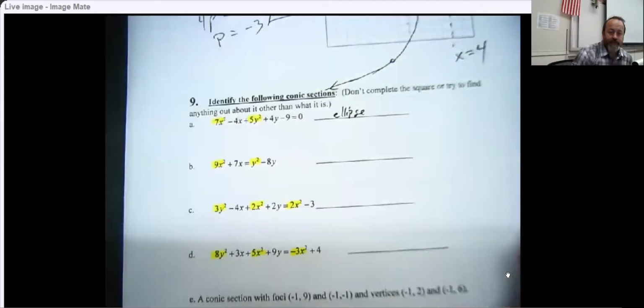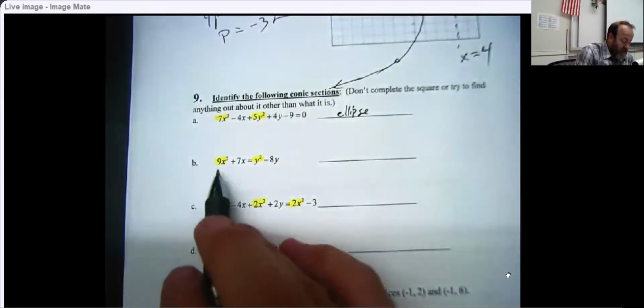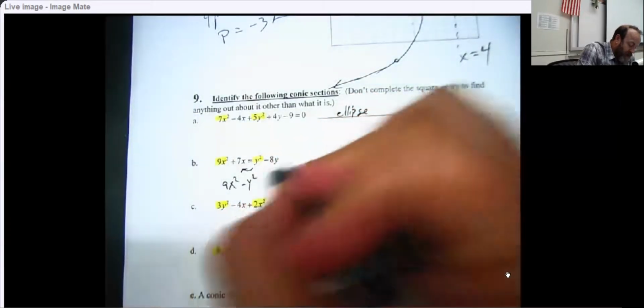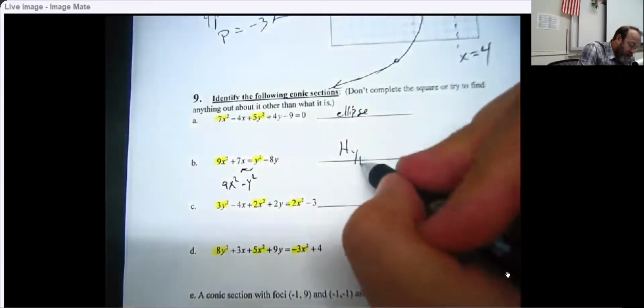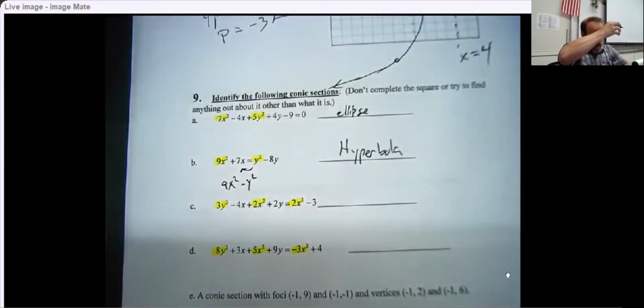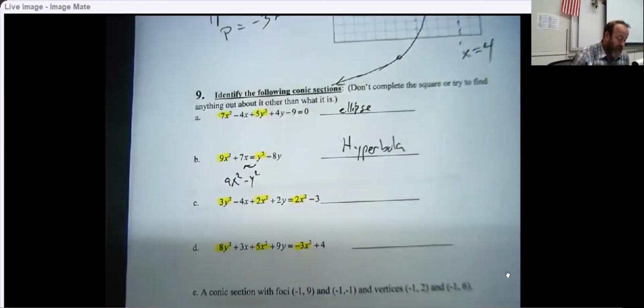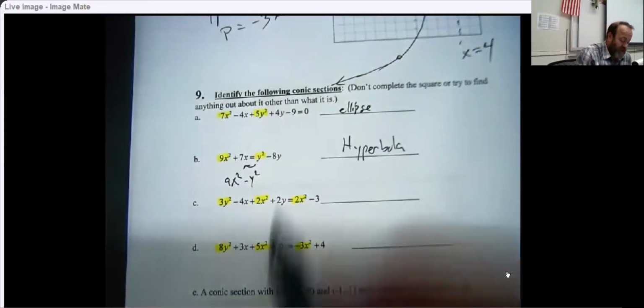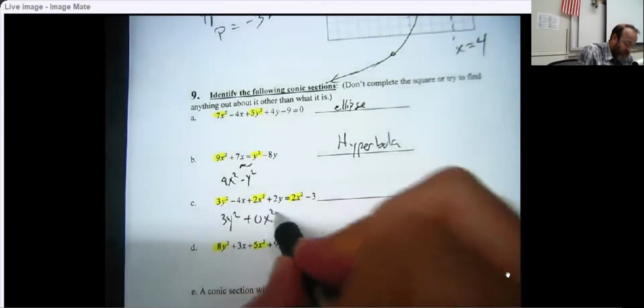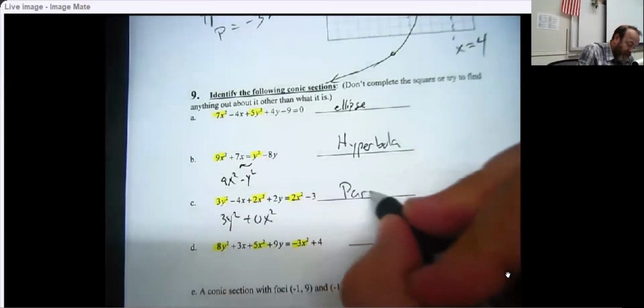nice little ellipse. Now, moving into b, you'll notice if we were to bring this across, we would have a 9x squared minus a y squared again. As long as one of them is positive and one is negative, we're looking at most definitely a hyperbola. Now, here we have a little interesting thing, because you notice if we brought those across, the x squareds would cancel, which makes it a parabola.